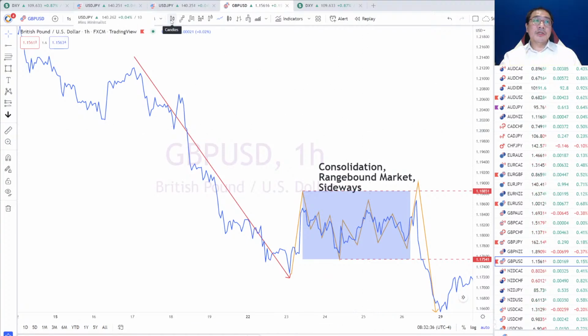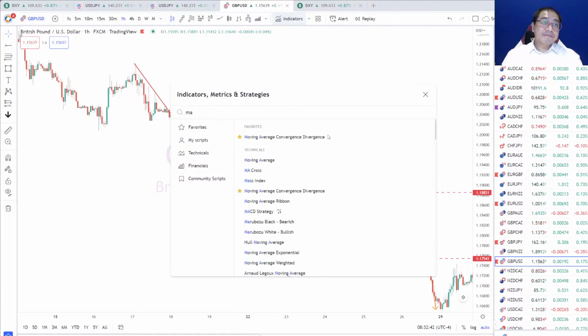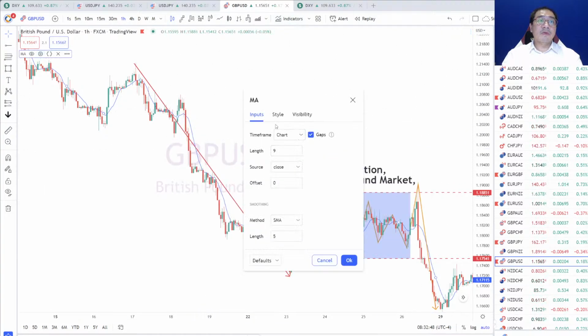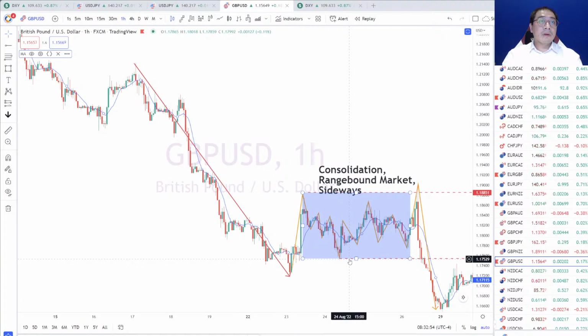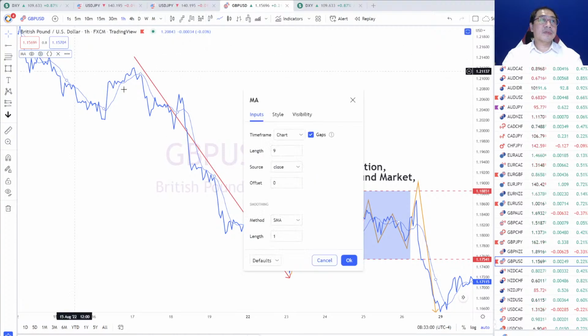Now, what is a line chart? In essence, a line chart is actually a simple moving average, one simple moving average. So if I set the moving average to 1, that and the line chart, it's going to be, sorry, there must be a different setting here.